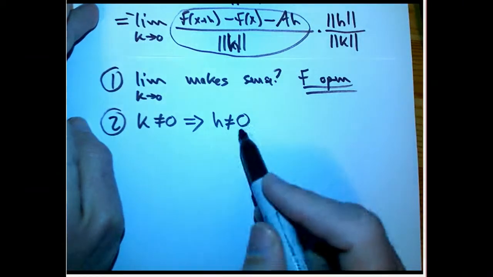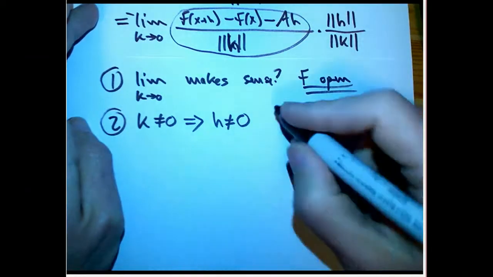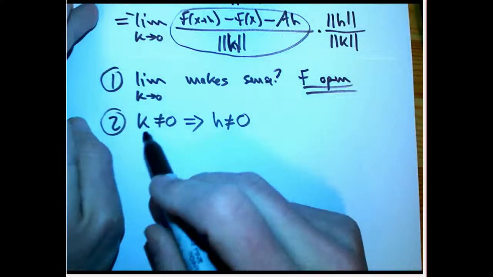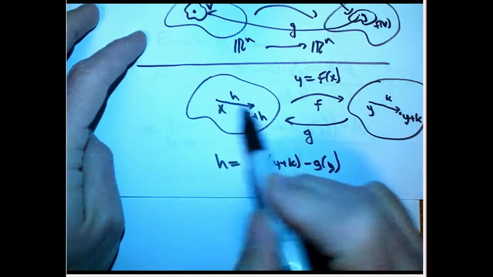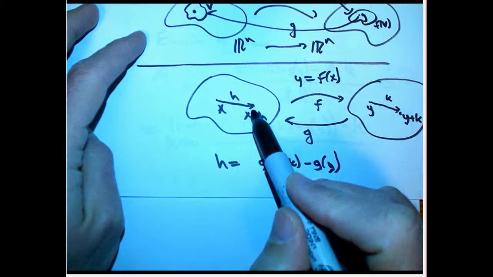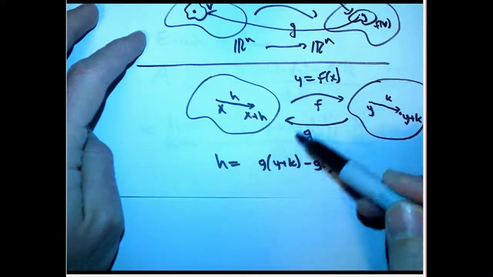But what does this say? This is a consequence, because remember, what is the translation? The h is the difference between these guys. The k is the difference between these guys. So we're saying that if y and y plus k are not the same, then x and x plus h had better not be the same. Well, that's just saying g is 1 to 1.